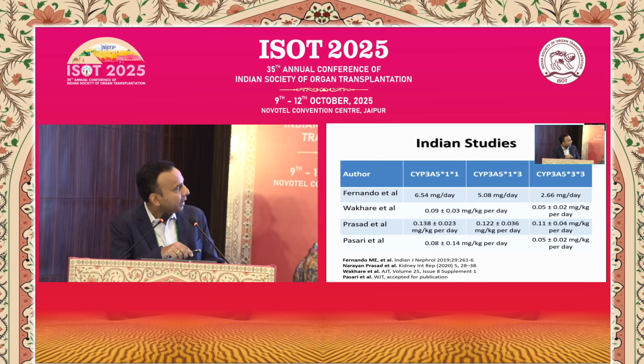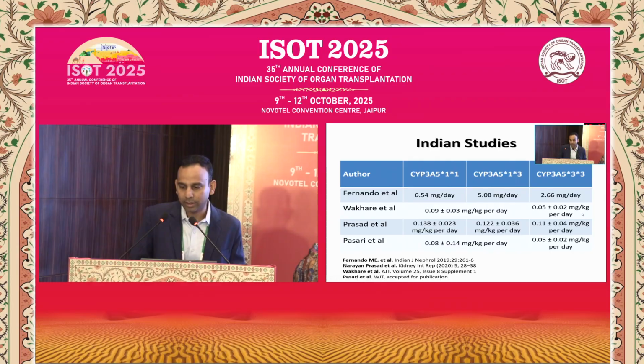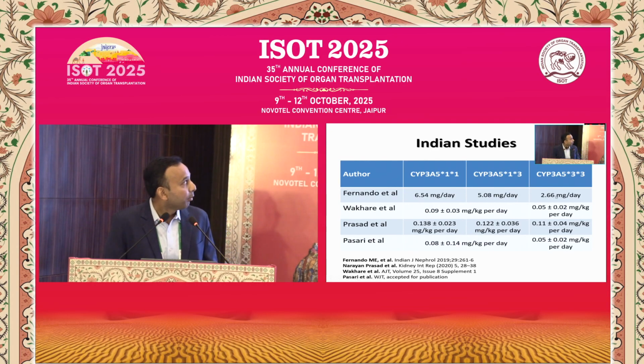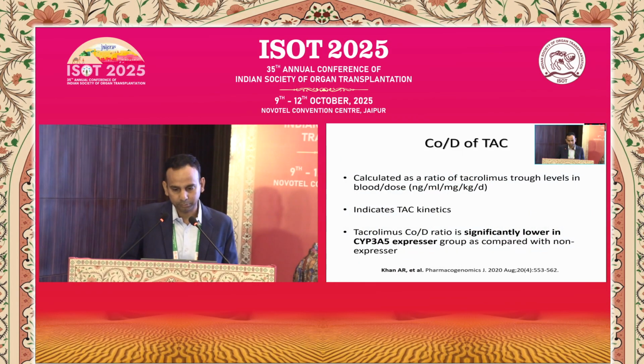Whereas in our population, mainly patients from central India and western India, we find that the non-expressors require much lower doses of tacrolimus, that is somewhere around 0.05 mg per kg per day. Another study from South India did not report the dosages in mg per kg, but even if we assume the average weight of adult patients around 60 kg, we get this dose requirement to somewhere around 0.04 to 0.05 mg per kg per day.